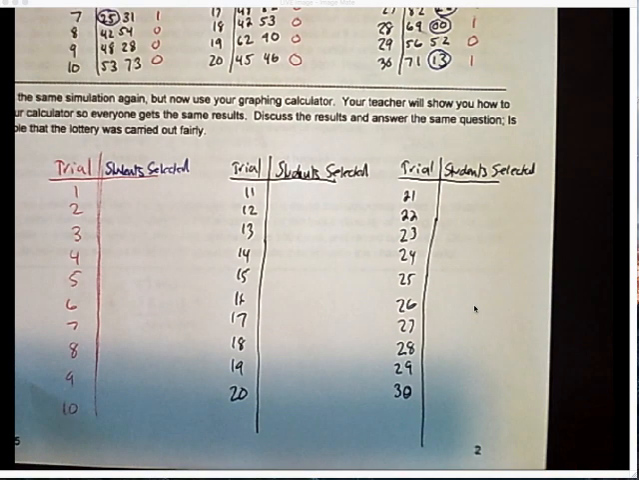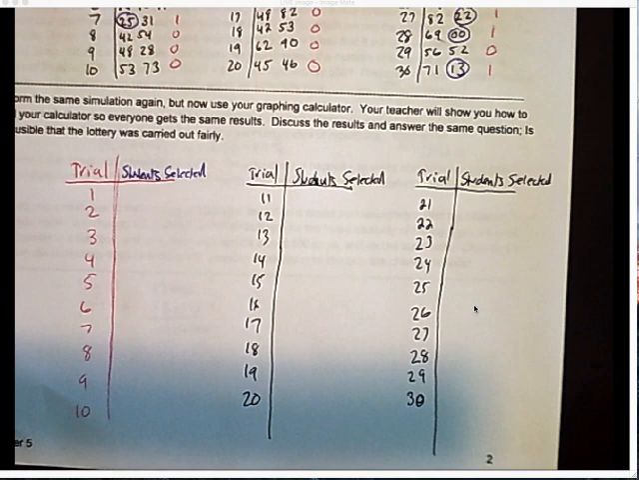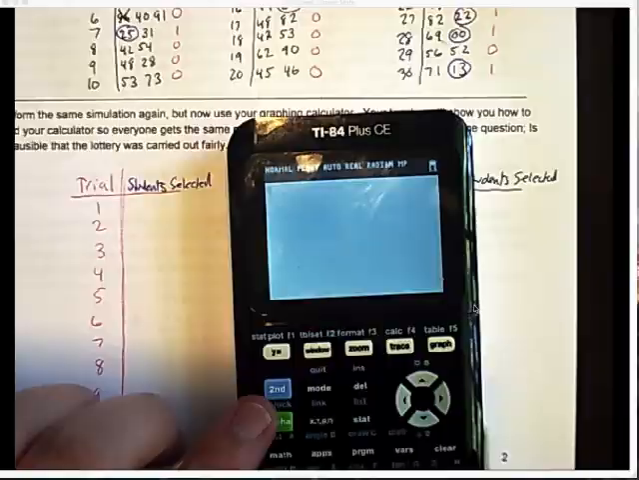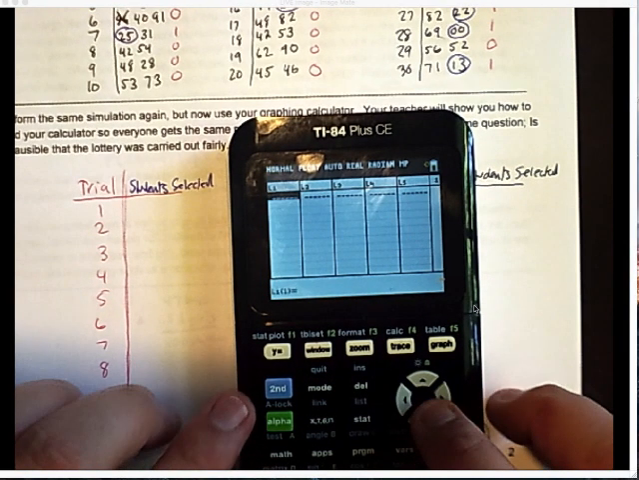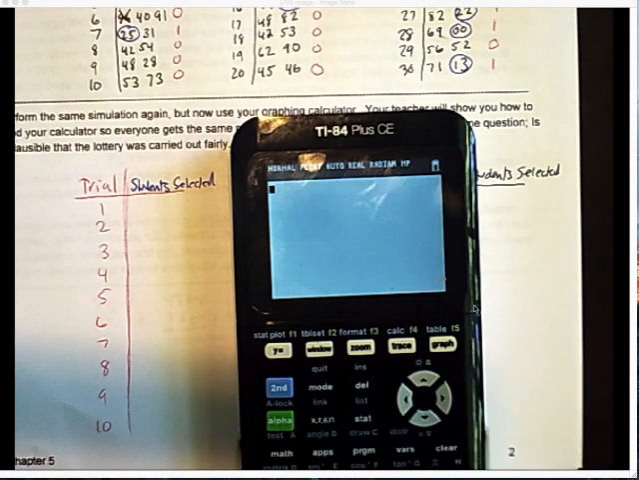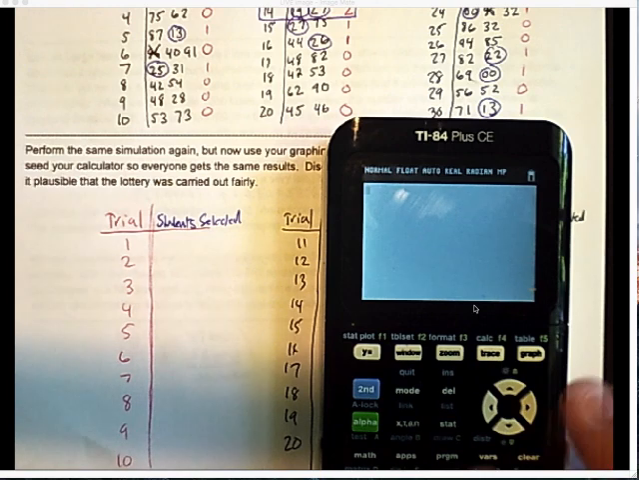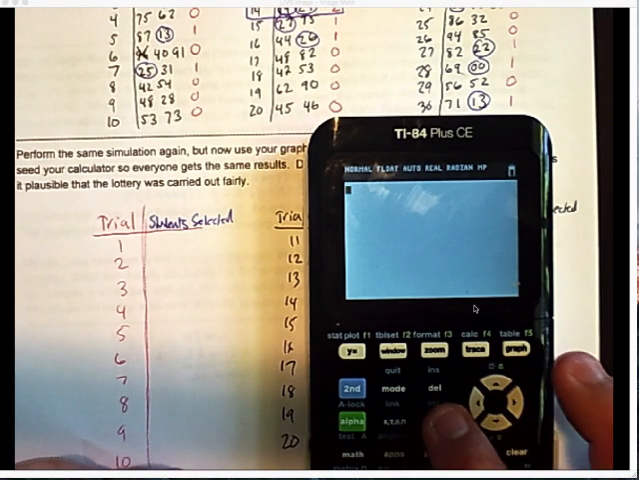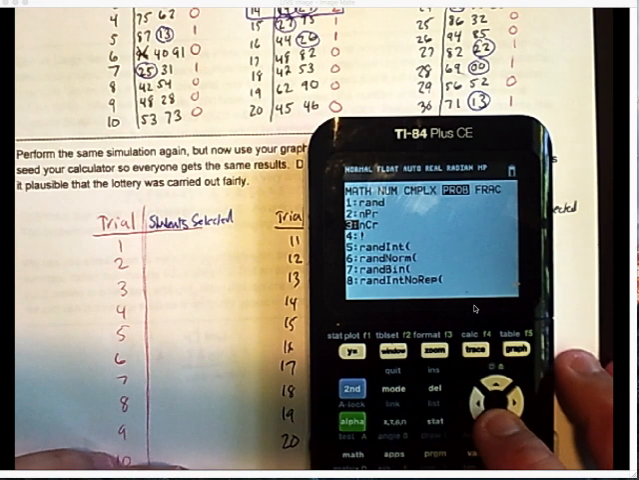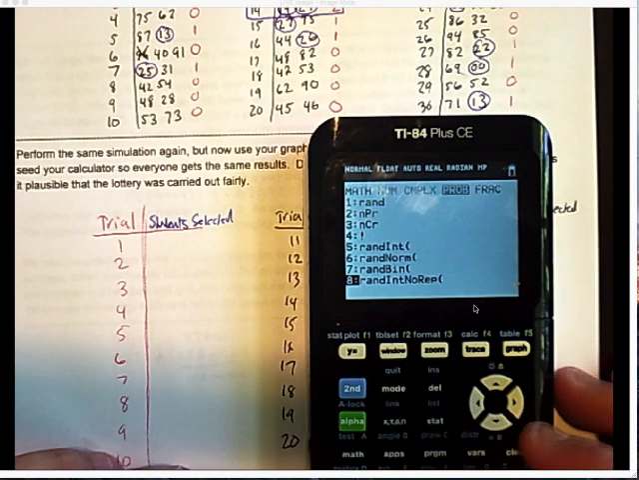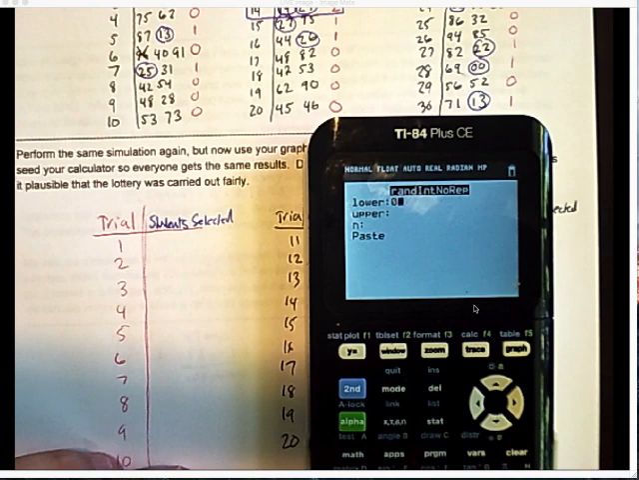Okay, so here's how I'm going to do this. Let me get rid of the data that's in list 1 right now. We can do this in a number of ways. Here's probably the easiest. We can go to Math, go over to the probability section, and go down to number 8, random integer no repeat.